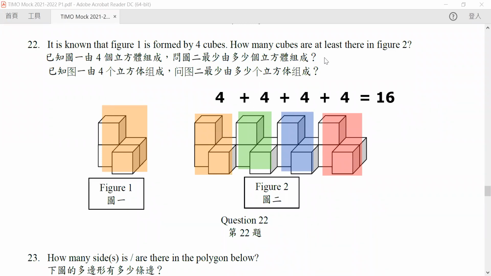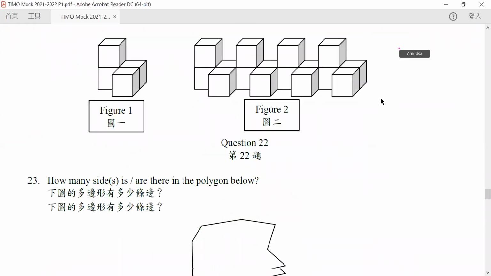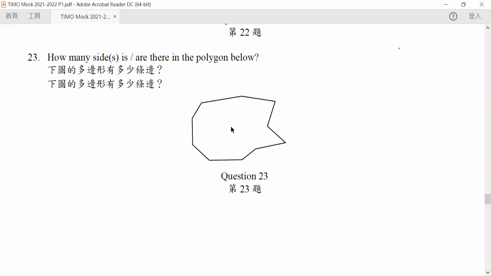For our next question, question number 23: how many sides are there in the polygon below? Now, again, we need to count it one by one, but this time you need to be very, very careful because the sides look exactly the same. So you need to be very careful. So this is the first side, and this is the second one. This is our third. This is our fourth. Now I use different colors for this because they are very, very similar.